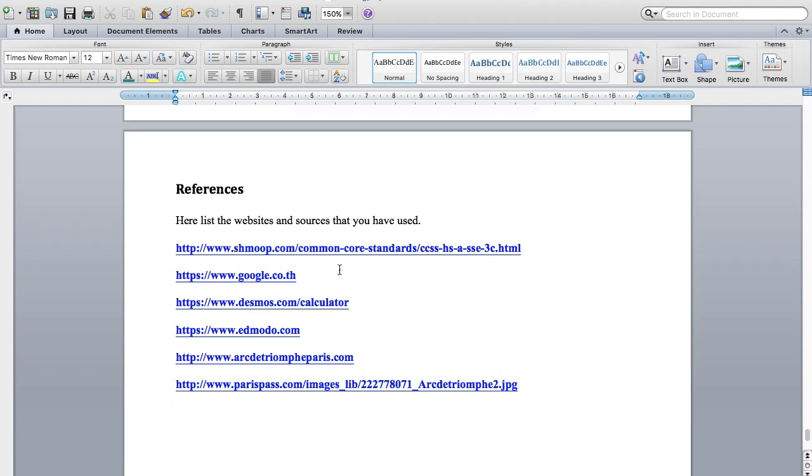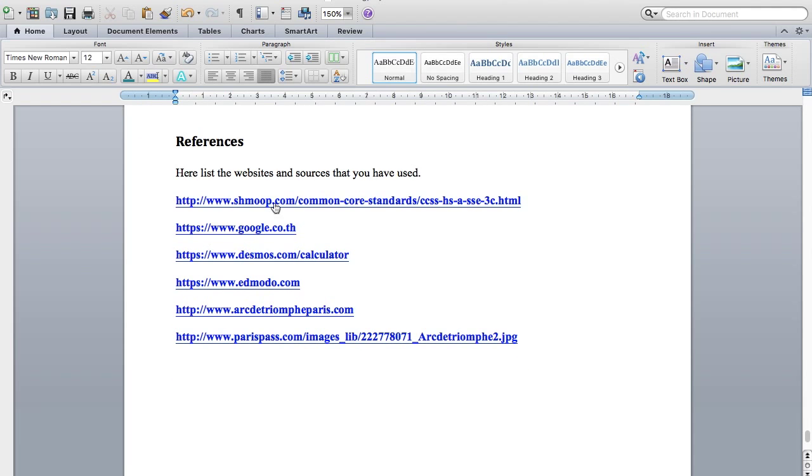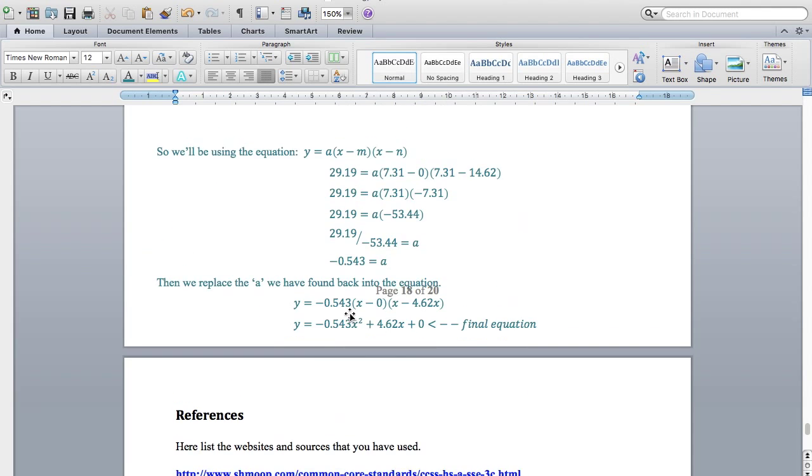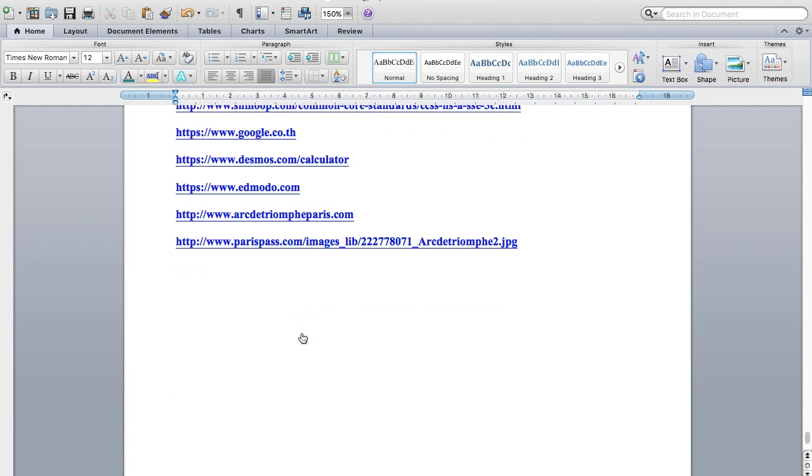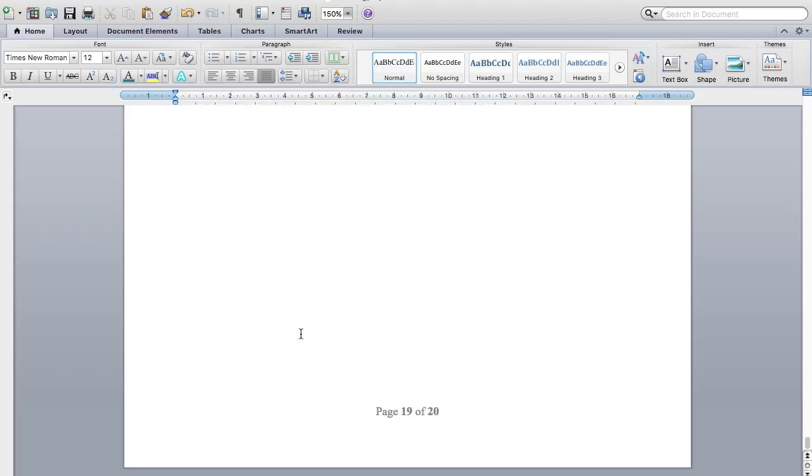And here is the list of the websites and sources I have used, which is Shmoop, Google, Desmos, Edmodo, Arc de Triomphe, Paris.com, where I got the information from, and parispass.com for the photo. And this is the end of the project.